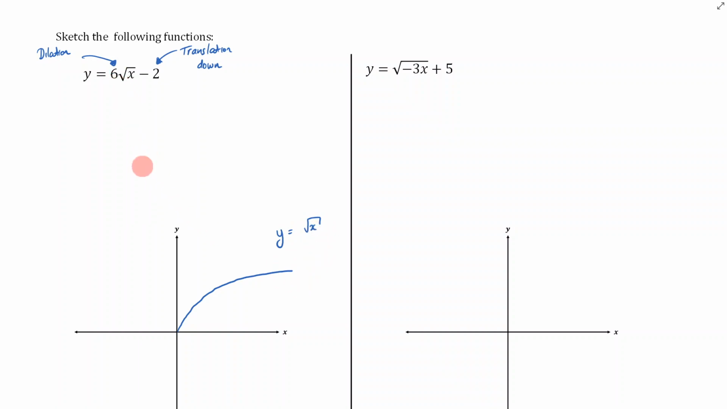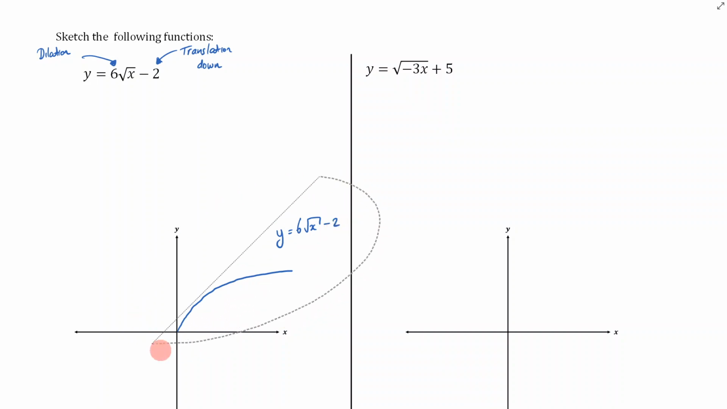Now, this dilation is going to cause the graph to be stretched, but I actually don't want you to worry about drawing that stretching. The only thing that you really need to worry about is making sure that you get your x and y intercepts correct. The dilation will affect your x and y intercept, and that's how you're going to show that you've drawn it correctly. Don't actually worry about drawing the stretching. Then what we do have to worry about is this -2 down. So we've got that 6 there, and now we have to make it -2 down.